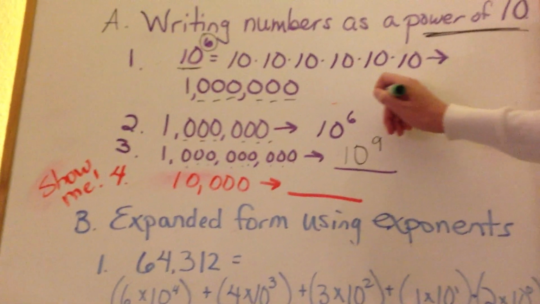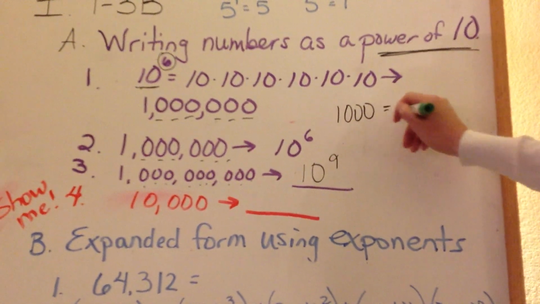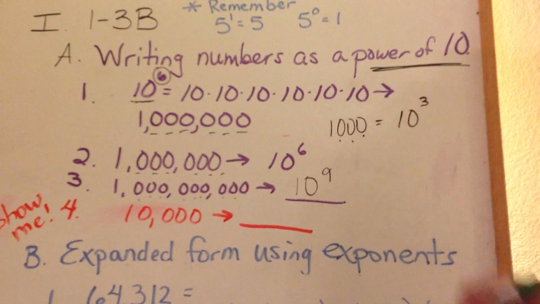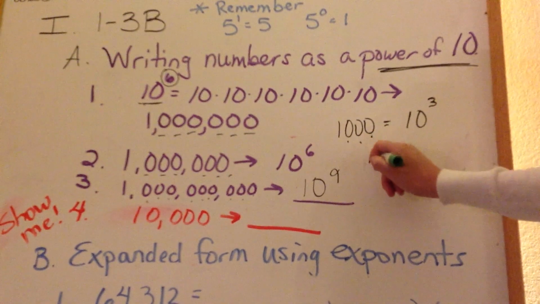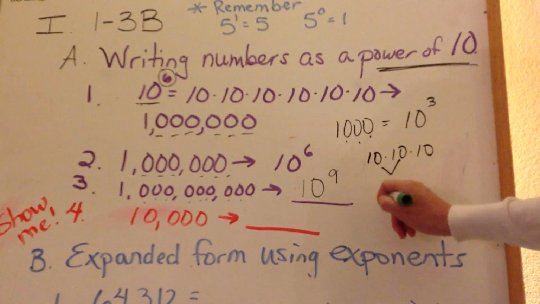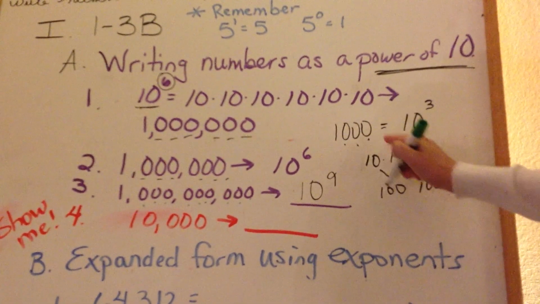Let's try one over here. What if we had 1,000 and we wanted to write in the power of 10? Again, we would write a 10, and then we count our zeros. 1, 2, 3. It's going to be to the 3rd power. Let's make sure. 10 to the 3rd power, 10 cubed, is really 10 times 10 times 10. 10 times 10 is 100, and 100 times 10 is 1,000. So it does work out.